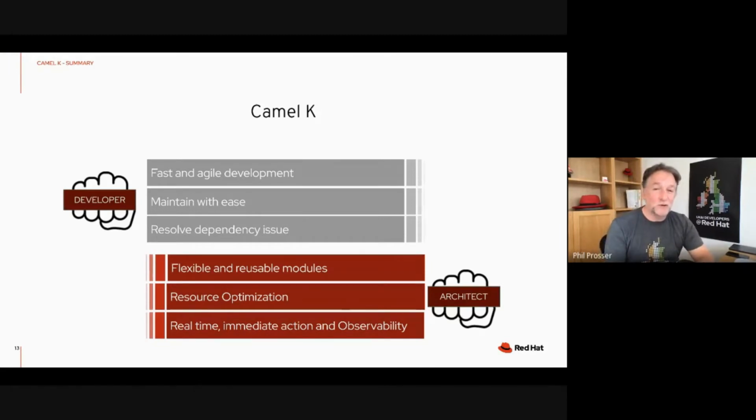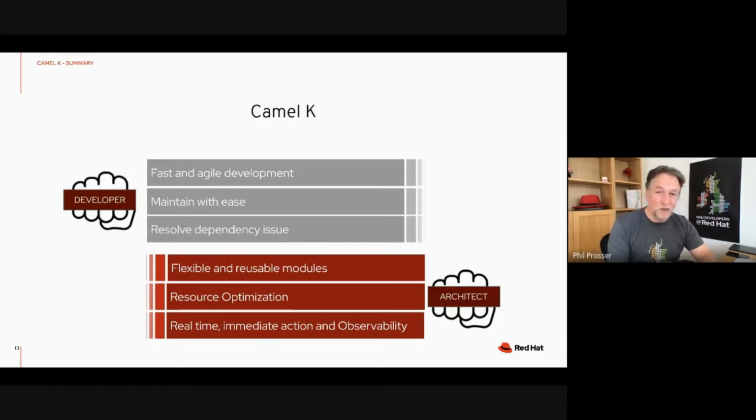From a developer's point of view, it just makes my life easy. I just focus on writing the integration. I don't have to worry about the platform or where it deploys. And from an architecture point of view, it means that we get something that's very flexible. It's very cool on its resource optimization with things like Quarkus usage. And it also means that I can get real-time access into things like metrics and tracing and all of that good stuff as well.